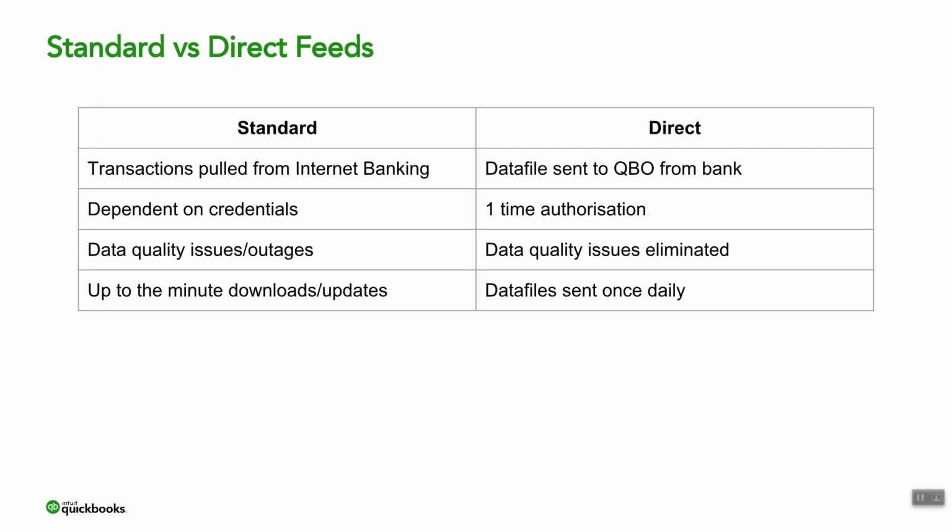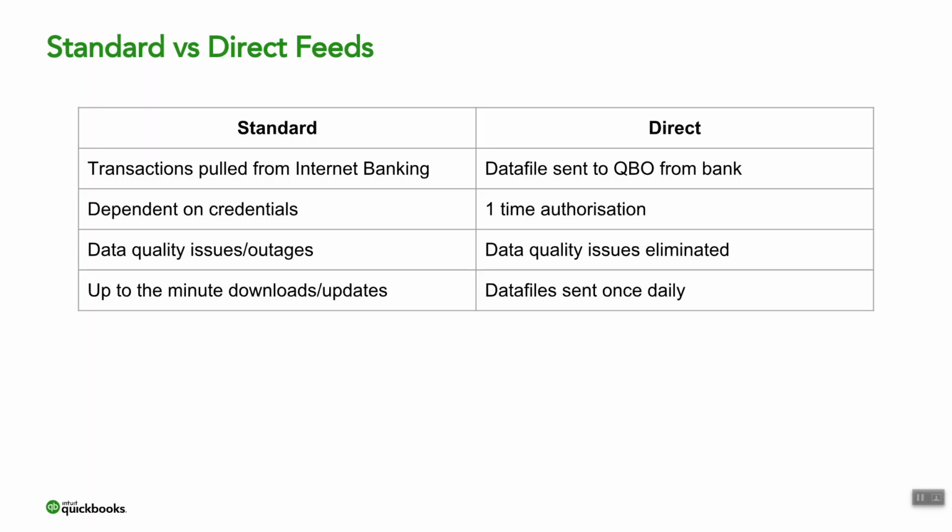The other important thing here is that there's only a one-time authorization needed for direct feeds. So you can change your password as much as you like or have a token on this account, and you'll never see an error there because you just have to complete that authorization a single time. We're not relying on your credentials to get access.